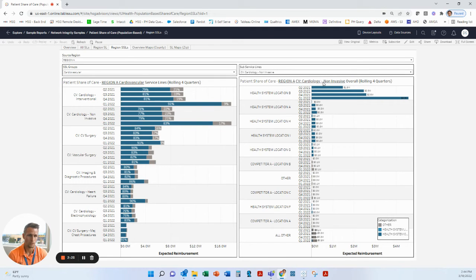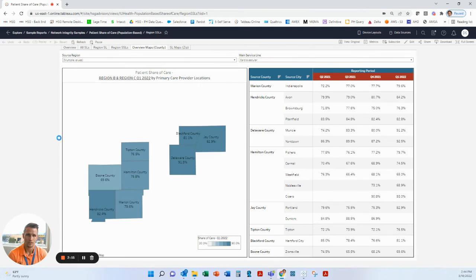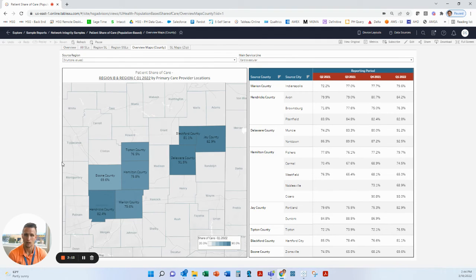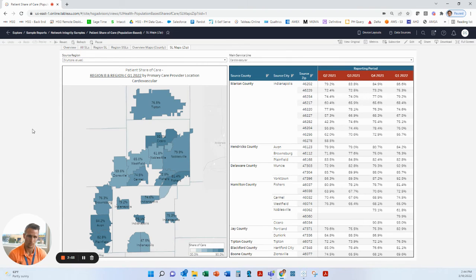We then once again can look even more specifically at non-invasive services, where those patients are actually receiving that care, and then get very detailed in understanding how our capture differs by geography, whether that be county-based, and how that is trending over time, or down even into the individual markets and zip codes based on where those primary care providers and their patients are actually located.